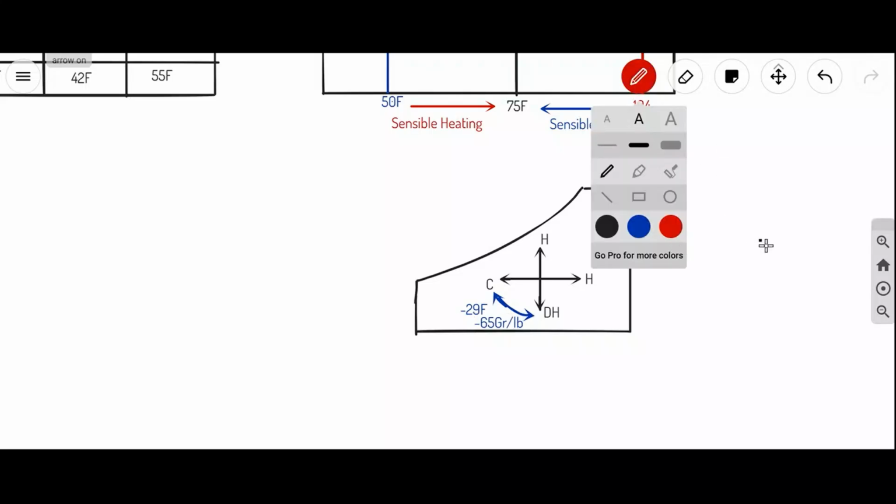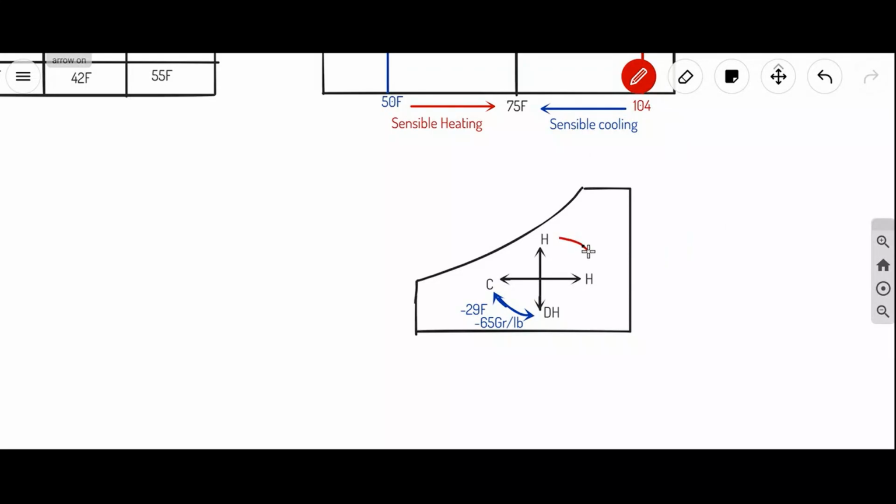Coming to winter, you need to go with heating and humidification. How much temperature you need to increase? Plus 25 degrees Fahrenheit, plus 30 grains per pound. So your machine needs a capacity of increasing 25 degrees Fahrenheit and 30 grains per pound in winter, and decreasing 29 degrees Fahrenheit and 65 grains per pound, to be in the comfort state.